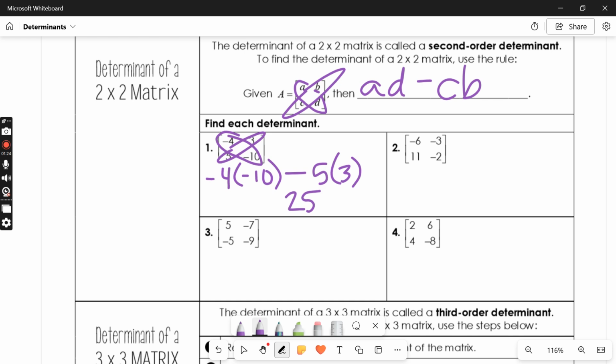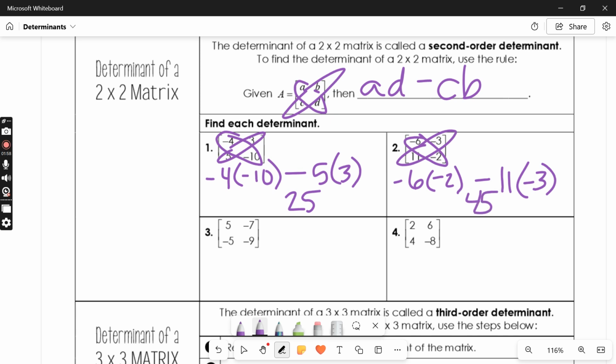And that's it. Okay, so here we're going to do negative 6 times negative 2 minus, and then we're going to multiply up there, 11 times negative 3. Okay, so it looks like positive 12 minus negative 33, which is 45.